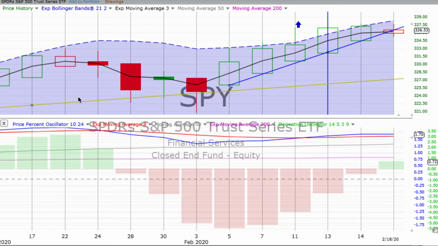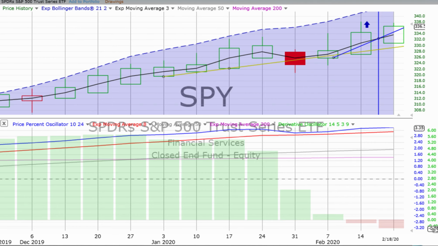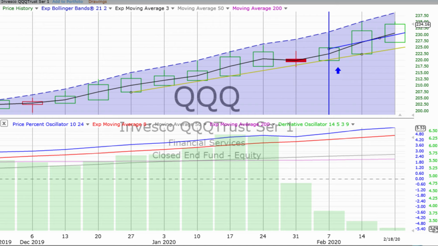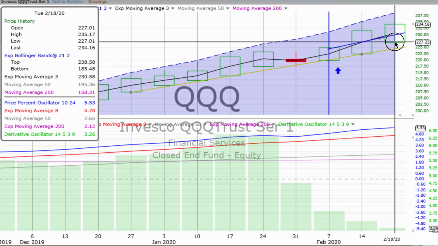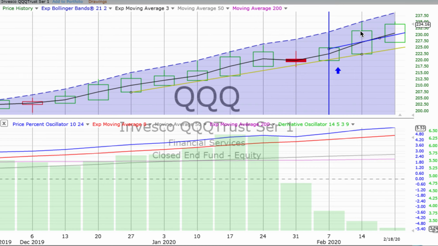The price percent oscillator again on that 2-day chart, flat. Weekly chart, flat. Negative on the 4-hour. So let's see which way these markets are going to go as this week progresses. Okay, we go from the S&P to the NASDAQ 100, the tech stocks up just barely 0.04%. And of course, again, starting the week off, we have a green candle, 235.17 is the high.